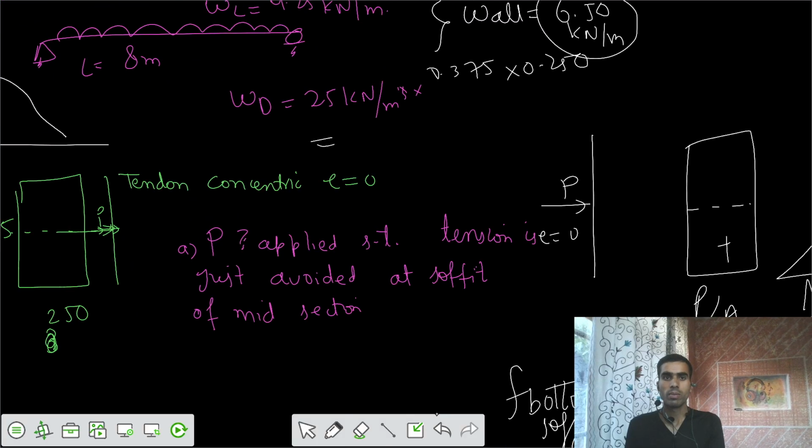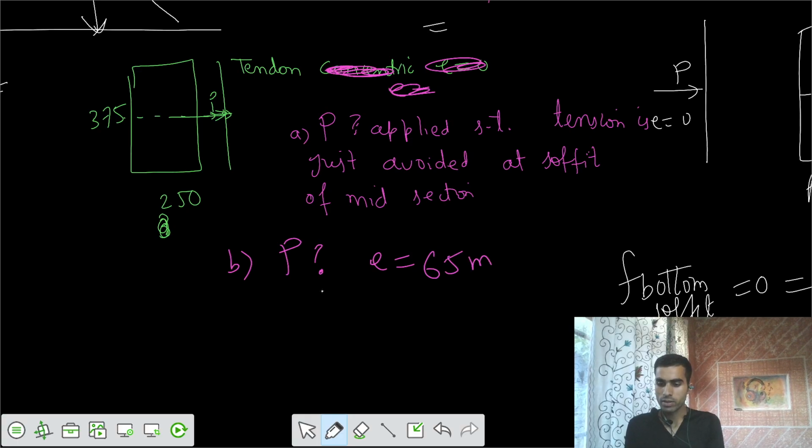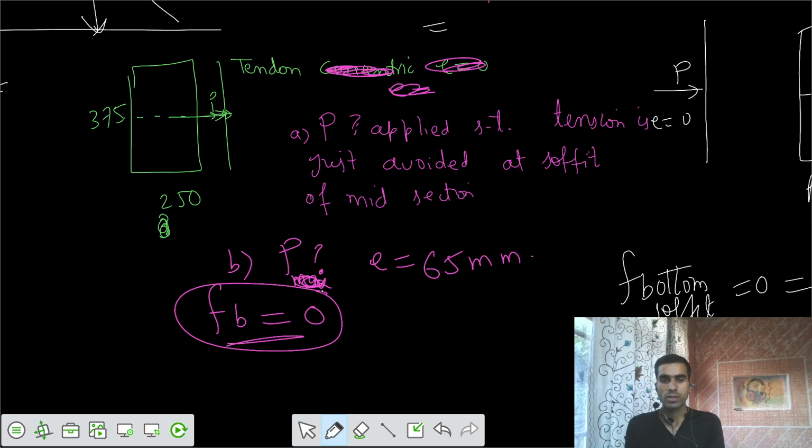Now the second part of the problem is that you need to say what should be the amount of P that has to be applied if there is eccentricity, if the tendon is eccentric. Now the tendon is not concentric. The second case is that the tendon is eccentric. That means eccentricity for the second case is 65 millimeters. So I want the stress at the bottom to be 0. What is the critical condition? What is the maximum load we can apply? What is the P we can apply such that stress at the bottom is equal to 0?